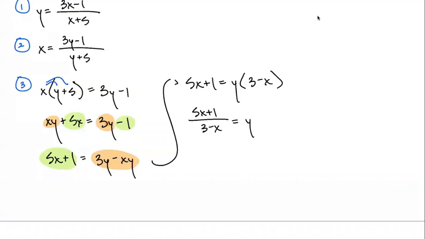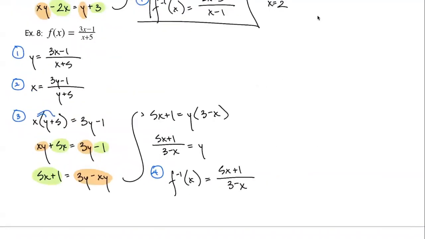Before I box that answer off and say hooray, I'm going to make sure I do this last step. We're going to call it the inverse function equals f of x, or f minus 1 of x equals 5x plus 1 over 3 minus x. Okay. So hopefully this second problem makes this process make a little bit more sense, but I would practice this process a lot because again, it does come up, this idea comes up again in Calc 1, okay?